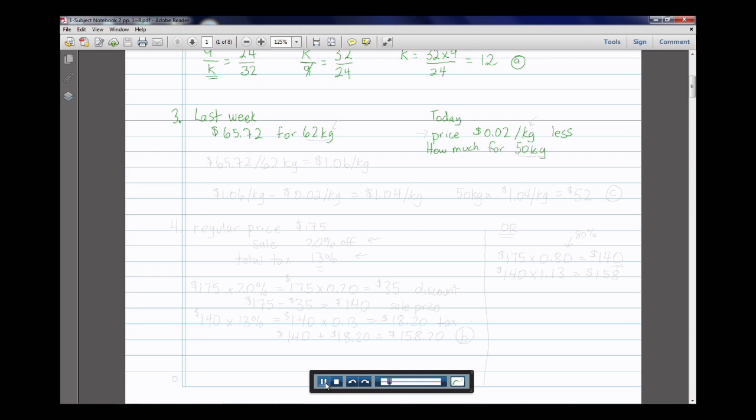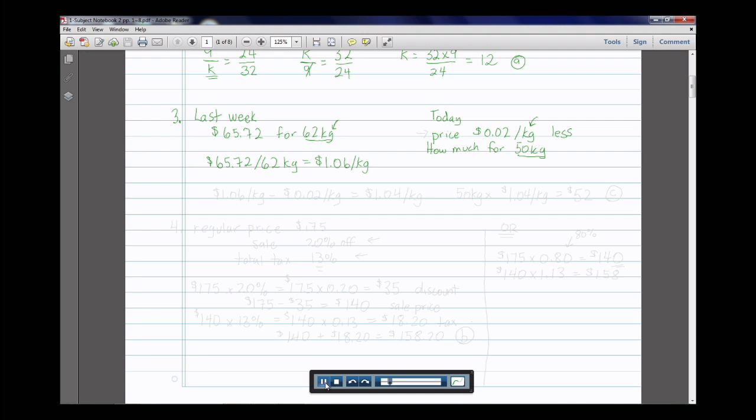So she's not buying the same amount. Before she bought 62 kilograms and now she's buying 50, and the price is different because it's gone down. So what you need to do is first find out what the price is for 1 kilogram, because over here we know that the price per kilogram went down, and here we have the price for 62 kilograms, so that's not useful. We need to know the price for 1 kilogram. So you take 65.72, and to find the price for 1 kilogram you divide that by 62 kilograms, and that tells you for each kilogram what she paid was $1.06.